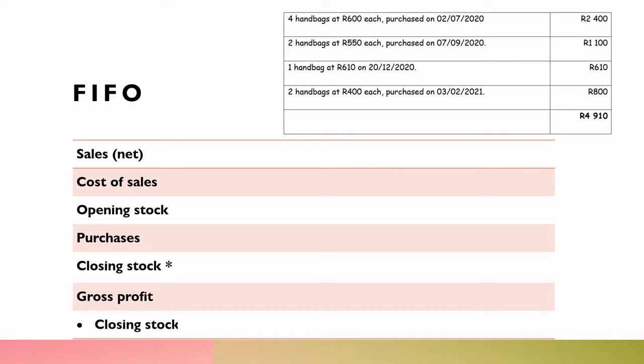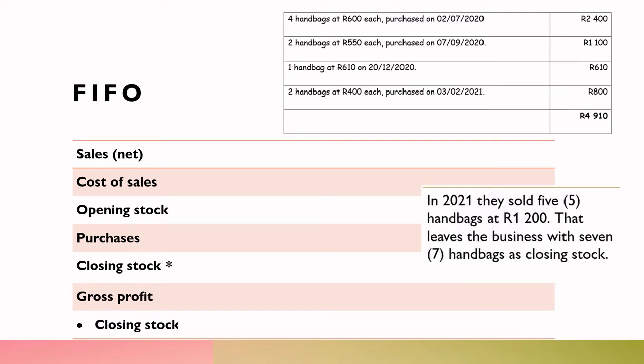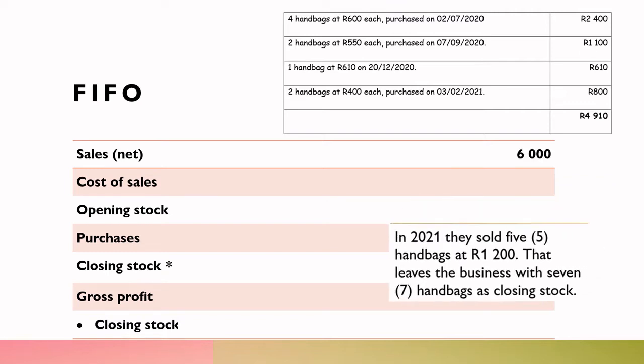Looking at the first in, first out method, we are going to use a basic income statement to calculate our effect on gross profit. We are also going to use this table and keep it handy to one side. Now, looking at our formula for our income statement, we must remember that it is sales minus cost of sales equals gross profit. Now, to get our sales amount, we know that we sold 5 handbags at 1,200 Rand each. Therefore, we have 6,000 Rand in sales.